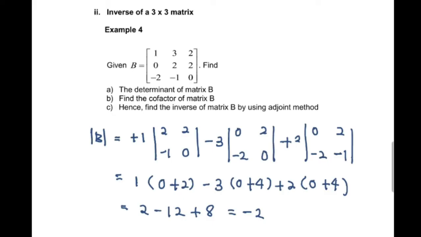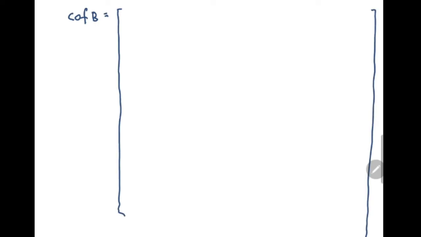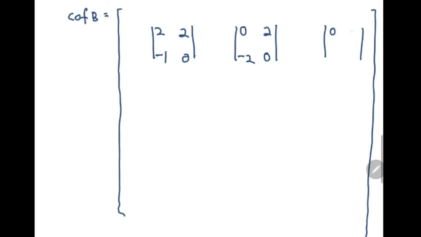Now we go to the second question, which is find the cofactor of matrix B. Okay, the cofactor you have learned before. Now we take for the first row 2, 2, negative 1, 0, 0, 2, negative 2, 0, and then 0, 2, negative 2, negative 1.